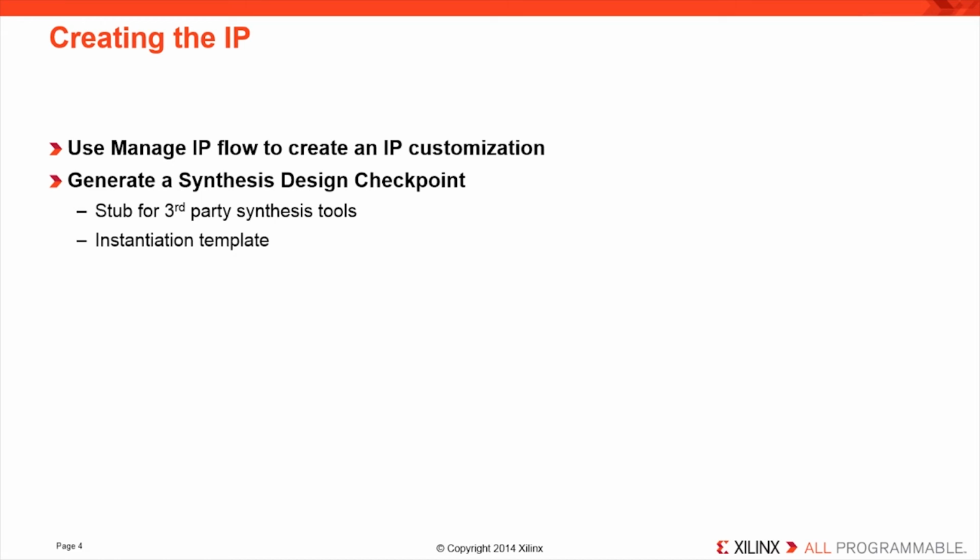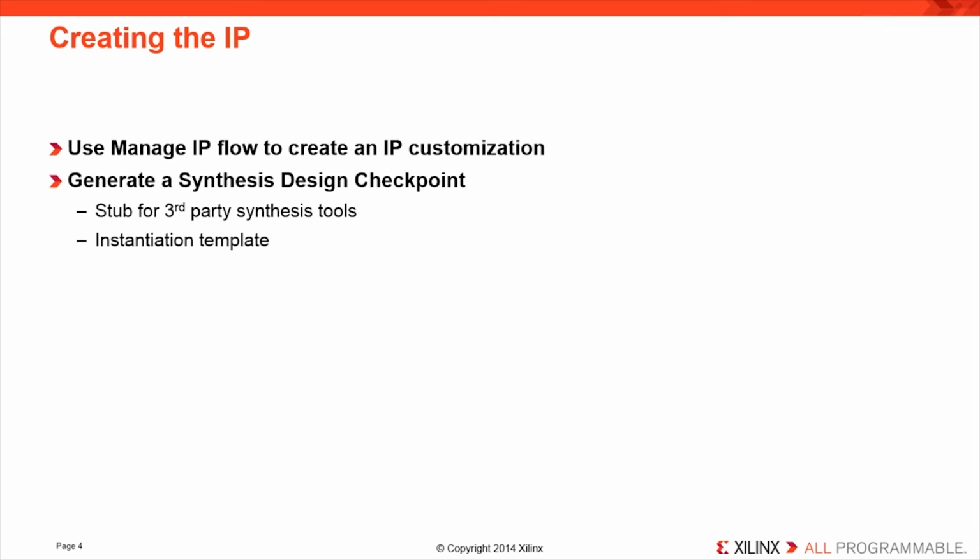Once this is known, use the Manage IP project flow to create the IP customizations. For each IP customization, also generate a synthesis design checkpoint. This flow can be scripted as well. You will need 2 files for each IP you customize for use with a third-party synthesis tool. The first is a stub HDL file, which is a module declaration of the IP consisting of just a port list and synthesis directives. Using this will result in a black box being inferred for the IP.